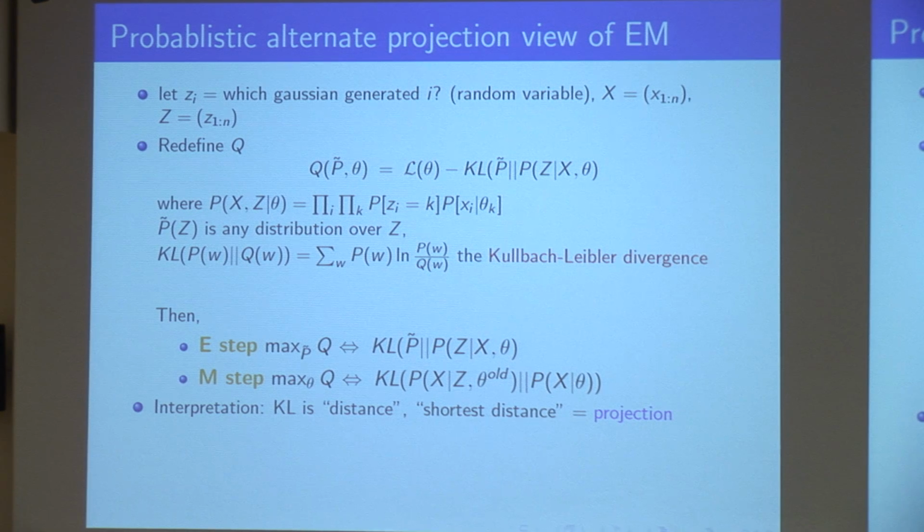it's easy to prove that, well, it's obvious from here that the best P tilde over all the possible distributions over Z's are the ones that give me the probability of the cluster given X, which are my old gammas, if you remember.